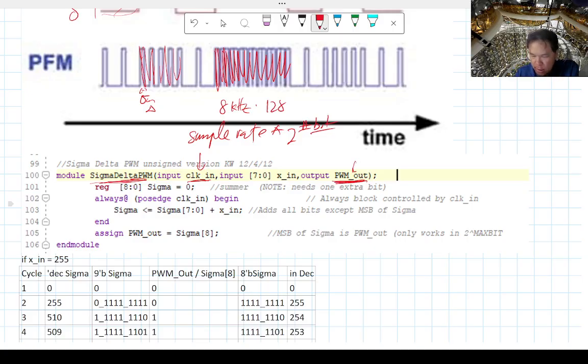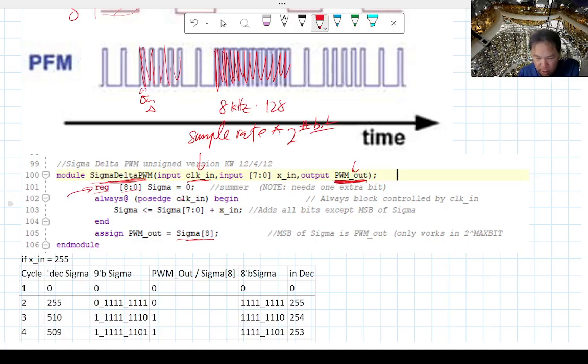In this case, I don't have it as a register because I'm not going to be sending this directly back. I'm actually having it remember sigma instead. But let's see how this little module works. The first thing I create is a register so that I can remember things of 9 bits, not 8 bits. There's an extra bit, and we're going to see why we need that extra bit. And you start that at 0 when you instantiate it, but that number is going to change, right?